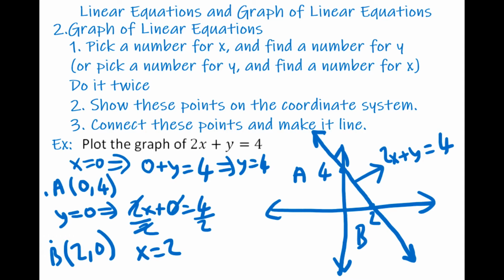It's very easy. Just as I said, pick a number for x and find a number for y, and do it twice. And generally, as you can see, what I did is try to pick 0 for x and for y. So you get 2 points, combine those 2 points, and just draw the line.